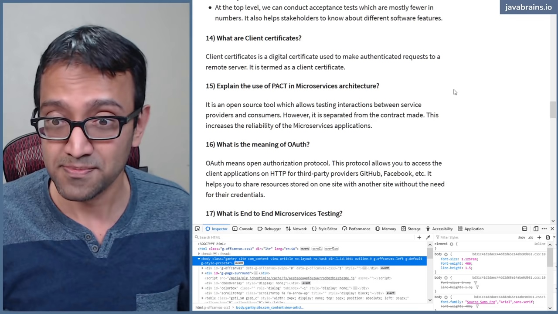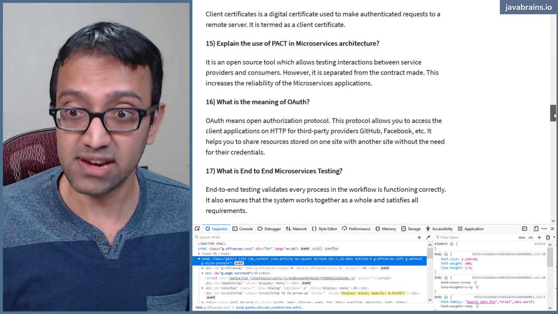All right, end-to-end validates that every process in the workflow is functioning correctly and ensures that the system works together as a whole and satisfies all requirements.